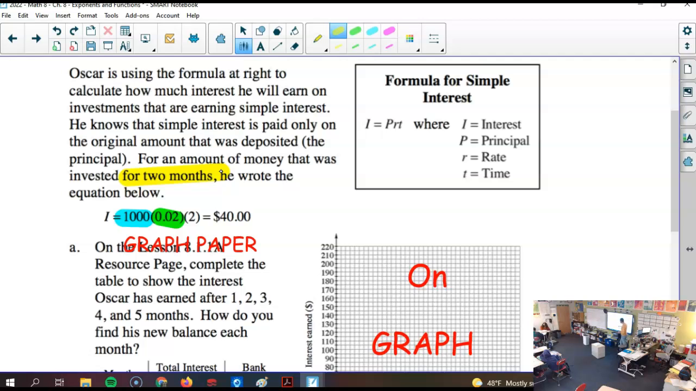So, this tells us that after 2 months, Oscar now has made $40 off what he put into the bank. Good job, Oscar, though. Right? That's pretty solid. But it's off of like a $1,000 initial investment. That's a big initial investment. Really?